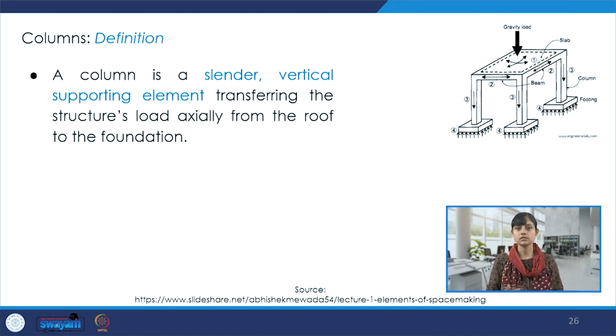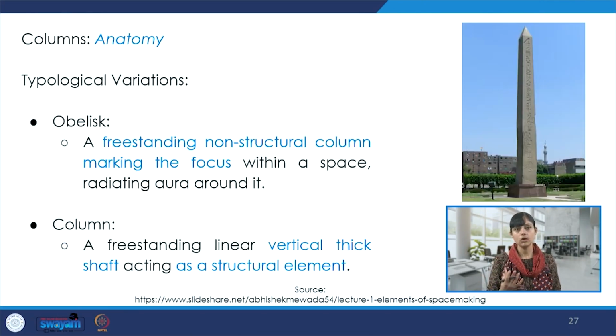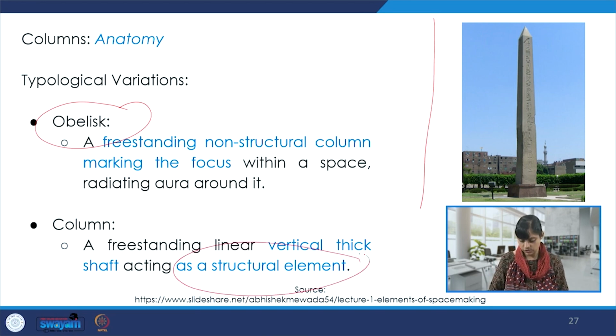Talking about columns. Now, a column by definition is a slender vertical supporting element, and it transfers the load basically axially from the roof to the foundation. Now, talking about the anatomy of columns, we could find some typological variations. So, there is an obelisk. It is a freestanding non-structural column. It marks the focus within a space. And of course, a column is freestanding, linear, vertical. It's a thick shaft and it majorly acts as a structural element.